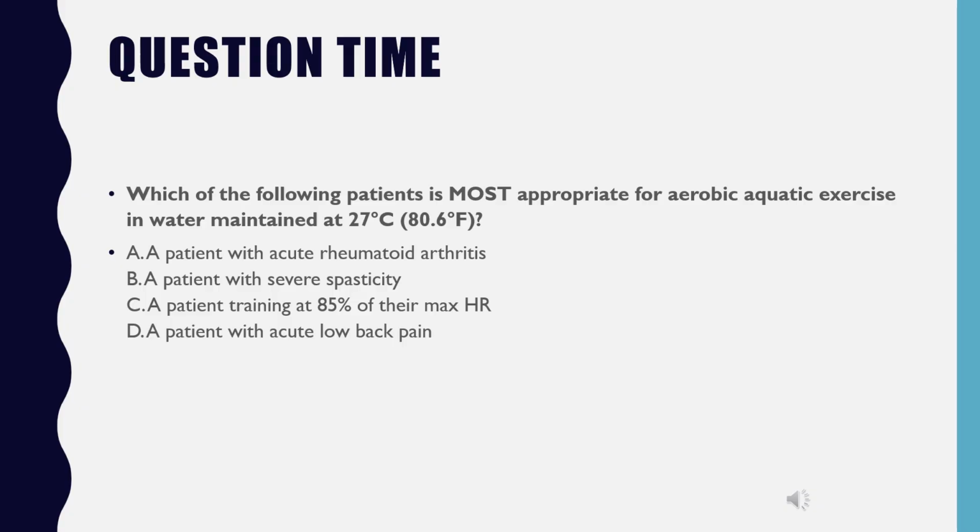Knowledge check time. Which of the following patients is most appropriate for aerobic aquatic exercise in water maintained at 27 degrees Celsius? A, a patient with acute rheumatoid arthritis. B, a patient with severe spasticity. C, a patient training at 85% of their maximum heart rate. D, a patient with acute low back pain.